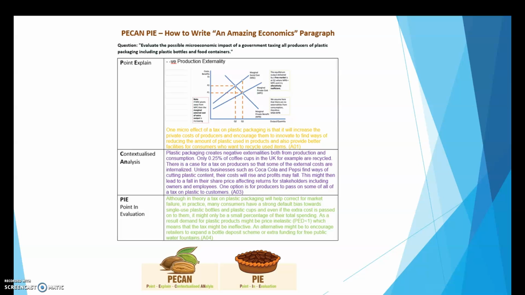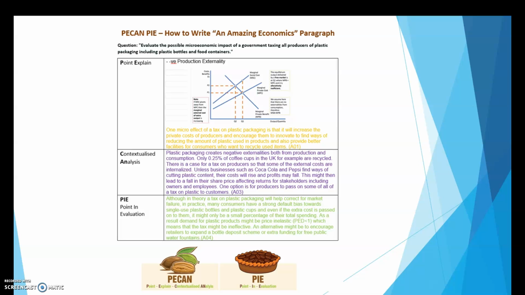Okay, how to write an amazing paragraph. Here's our pecan pie example. It's quite small, so I hope you guys can read it okay. You will also have a supporting digital copy. So in terms of this, the question: evaluate the possible microeconomic impact of a government taxing all producers of plastic packaging, including plastic bottles and food containers. Now, in this particular example, there's a production negative externality. I have to say there's also consumption negative externalities from people throwing away plastic bottles and so on. But let's have a look at this.